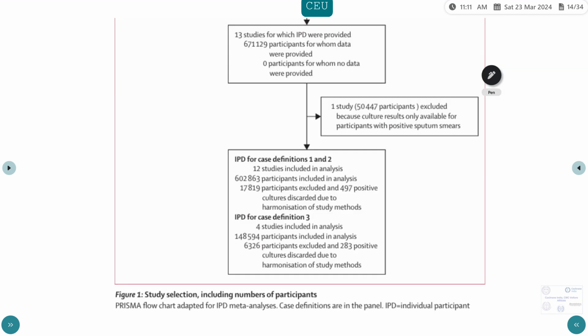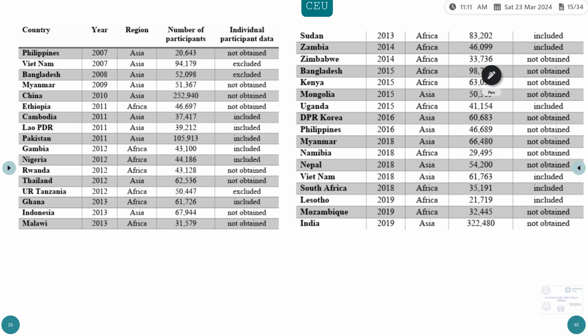So they have given a list of all the countries, all the studies, surveys from various countries. Here we see India, they had tried to obtain data from India, but they could not obtain it. But other countries, like neighboring countries like Pakistan and all, they have included. So predominantly it is done in Asia and African countries.